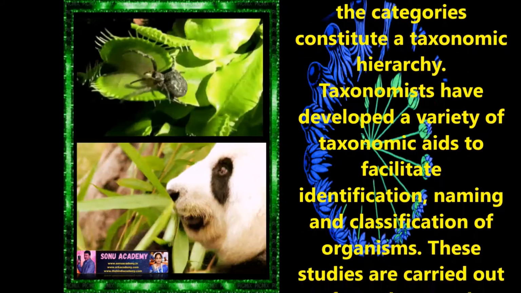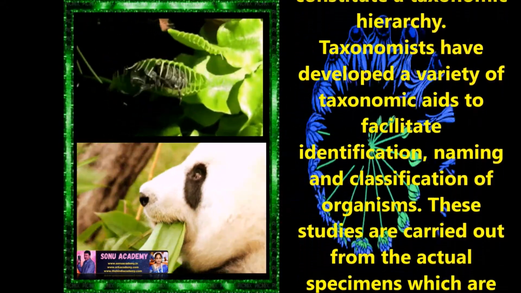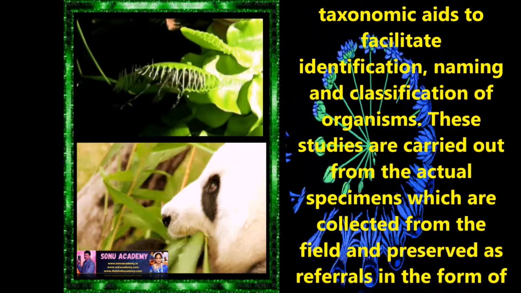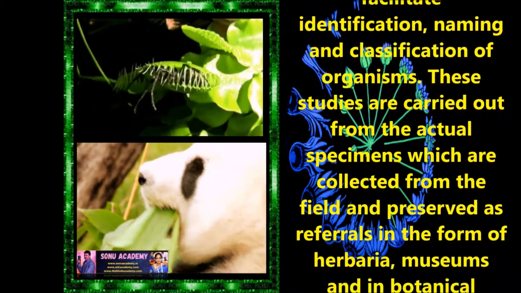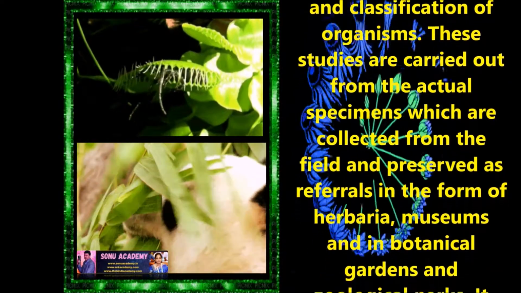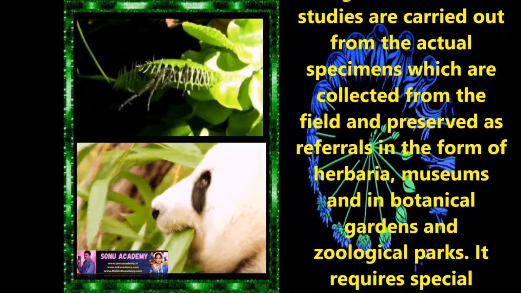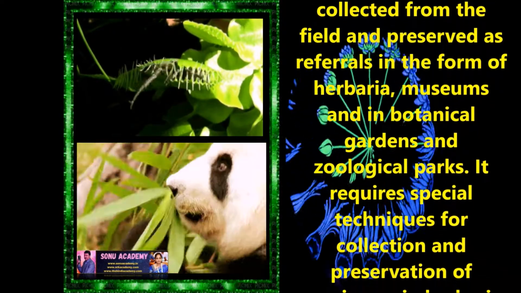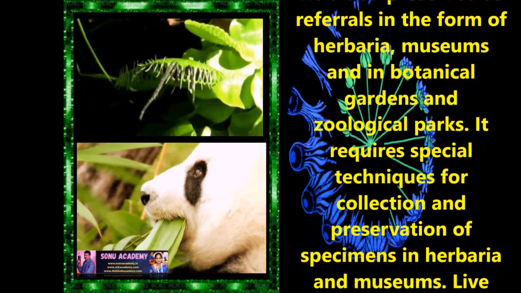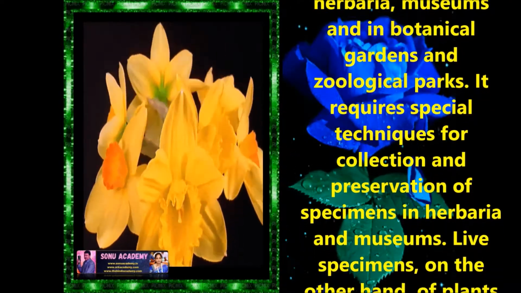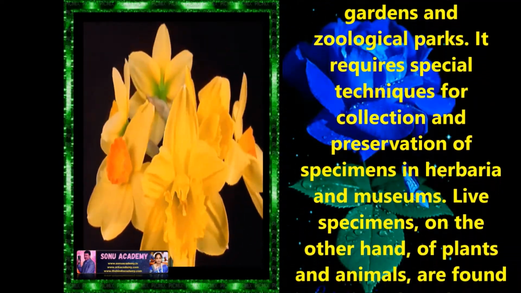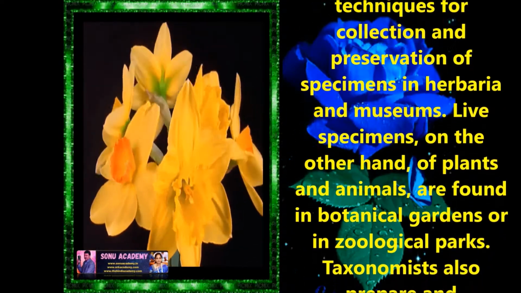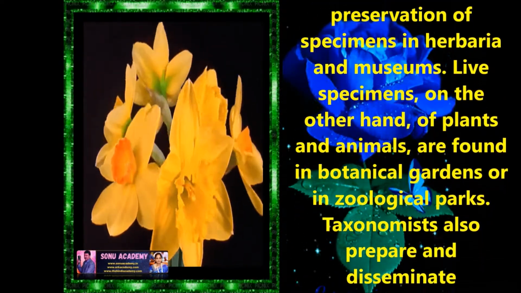These studies are carried out from the actual specimens, which are collected from the field and preserved as a referral in the form of herbaria, museums, and in botanical and zoological gardens. It requires special techniques for the collection and preservation of specimens in herbaria and museums. Live specimens of plants and animals, on the other hand, are found in botanical gardens or zoological parks.